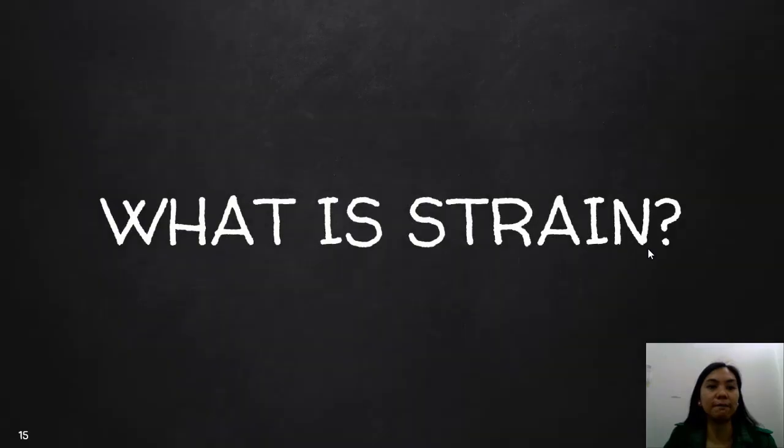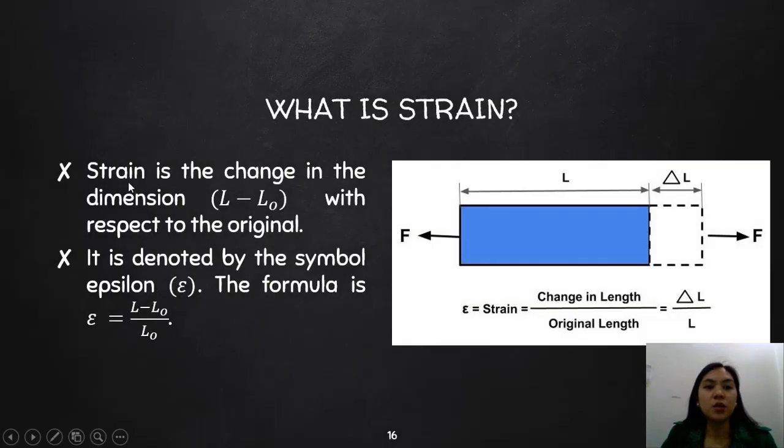What is strain? Strain is the change in length, or rather the change in the dimension with respect to the original length. So for example, this is your rod or tube, and if you apply a force, the material will stretch, such that after the force is applied, there will be a change in length. Of course, it becomes longer.